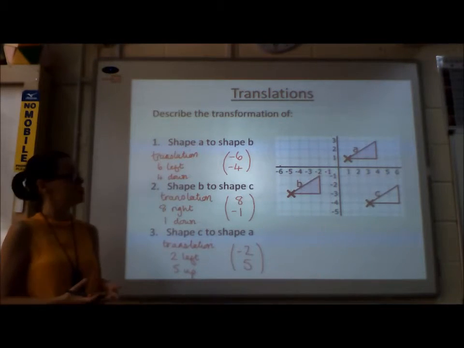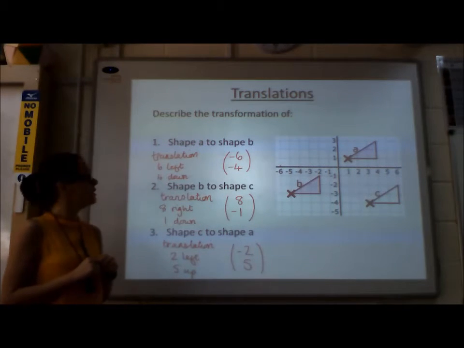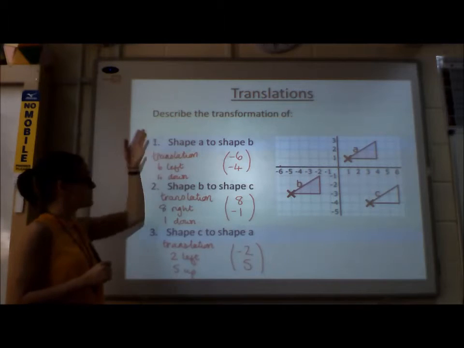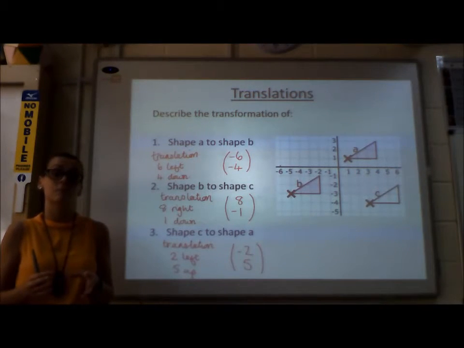So it's just a little bit shorter to say translation by the vector -6, -4 than it is to say translation 6 to the left and 4 down. But they both mean exactly the same thing.